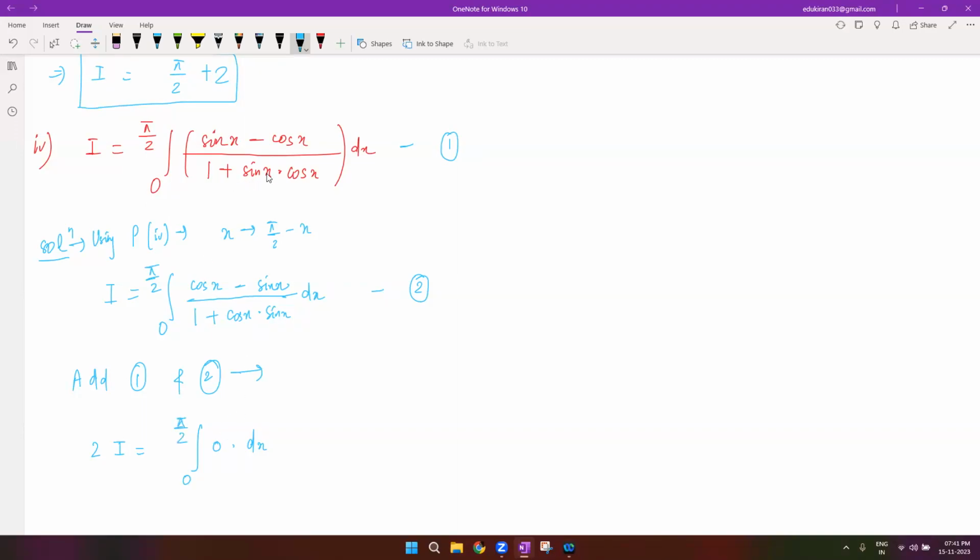Because the denominator is the same, 1 plus sin x cos x, and if we add the numerator, this is sin x, this is minus sin x, this is cos x, this is minus cos x. So we get 0. And the integration of 0 is also 0. I mean, it should be a constant, but it is 0 in this case.